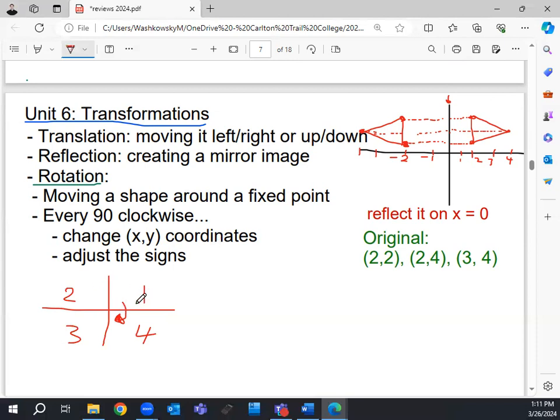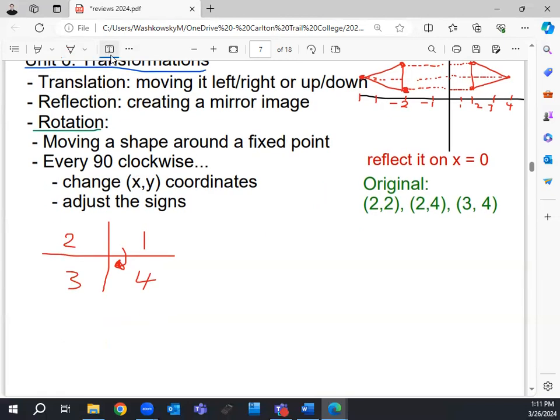If they say 90 degrees, you're moving it one whole quadrant. In fact, they're only going to tell you 90, 180, or 270 degrees. So you can assume that they will be clockwise. So that's how you rotate it.